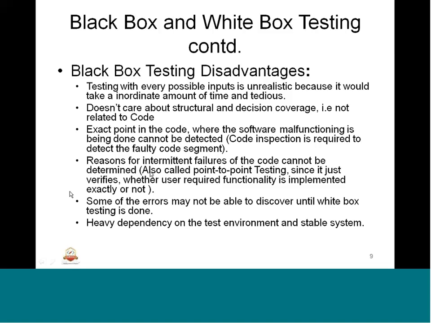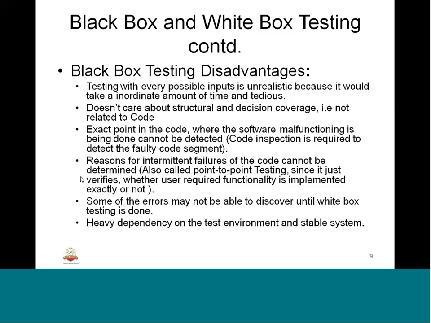Reasons for intermittent failures of the code cannot be determined. That means sometimes a failure comes, sometimes the failure may not come. While doing the testing, this is a very challenging testing aspect. It is called point to point testing. It is just very precise whether the user-required functionality is implemented exactly or not. So while doing that, intermittent failure could be there. It's very difficult to isolate what those failures are coming from.